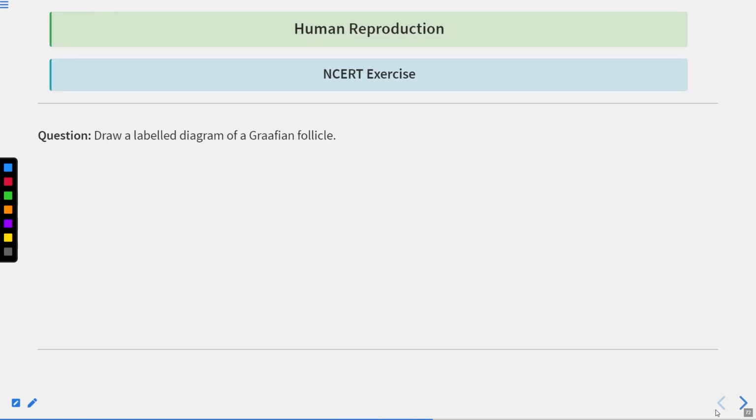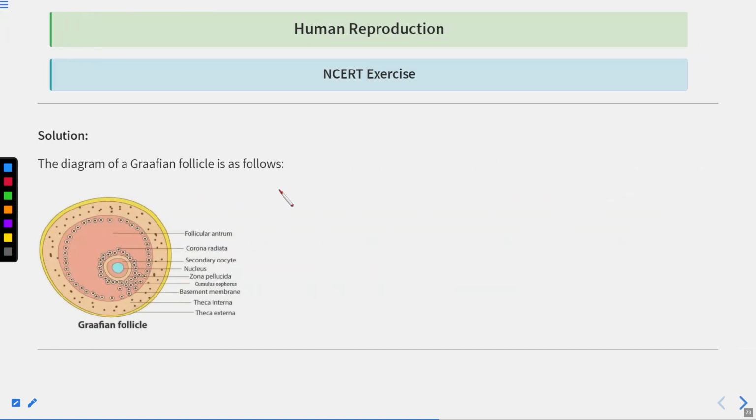Now let's move on to the next question. You have to draw a labelled diagram of the Graafian follicle. Clear? So this is the labelled diagram of the Graafian follicle. So you can see all these structures here: antrum, corona radiata, secondary oocyte nucleus, zona pellucida, cumulus oophorus, basement membrane, theca interna and theca externa. Clear? So you can see the Graafian follicle consists of the secondary oocyte.